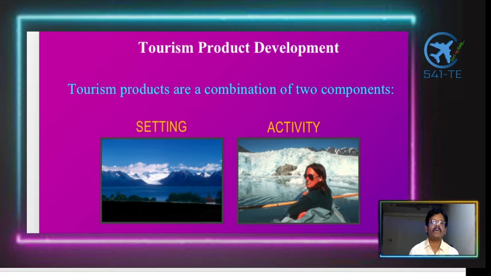Tourism products are a combination of two components: setting and activity. So eco destinations and the natural environment, natural conditions, beaches and seaside, the mountains and the Himalayan range. All these are the natural settings, and if you organize activities for individuals there, you can see that the product is designed out of this natural setting, right?